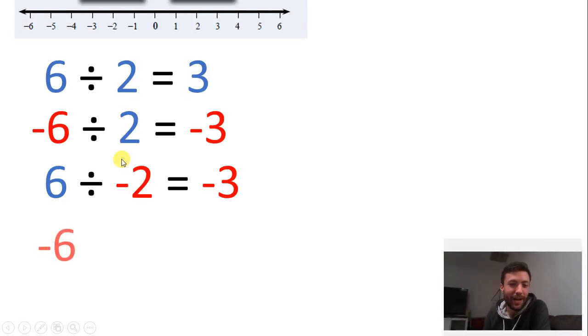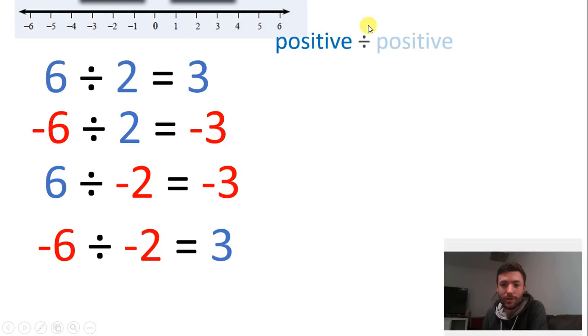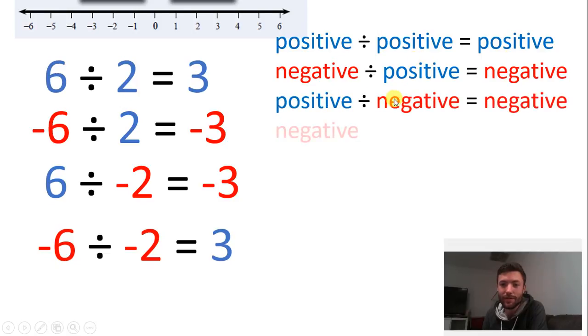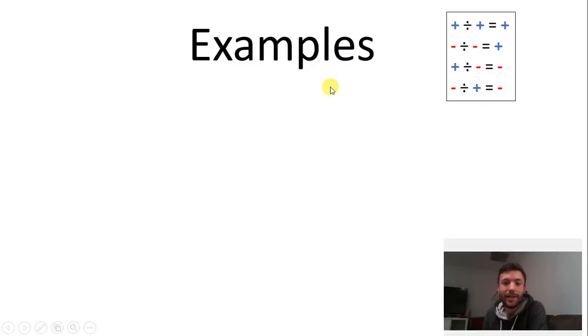And then we have a negative 6 divided by a negative 2, which, if you knew from the last one, 2 negatives make a positive. So we're using the same sort of rule: a positive and a positive equals a positive, a negative and a positive equals a negative, a positive and a negative equals a negative, and 2 negatives equals a positive.